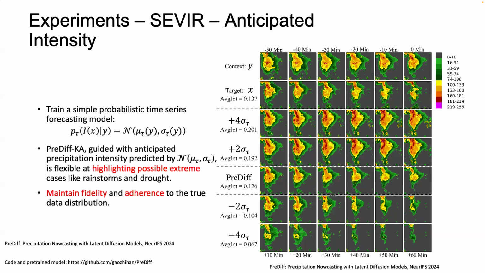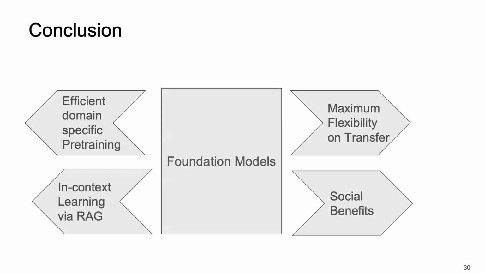So for this one, we try to outbid the conventional one, just by using a few GPUs. A few GPUs is considered small compared with the numeric simulation done by the HPC. So in summary, we talked about everything on the foundation model from pre-training to in-context learning through RAG, and also maximizing flexibility on transfer learning, and also the social benefit of using generative AI.